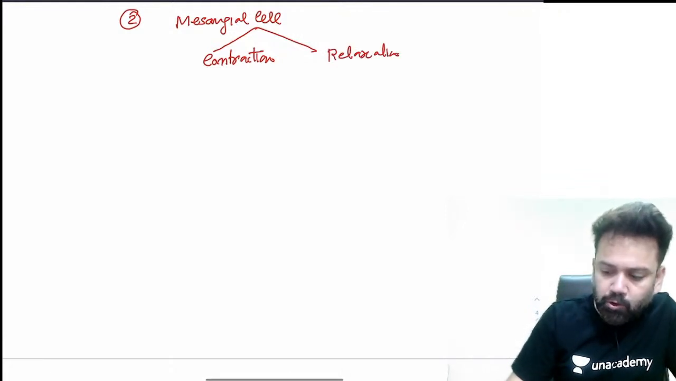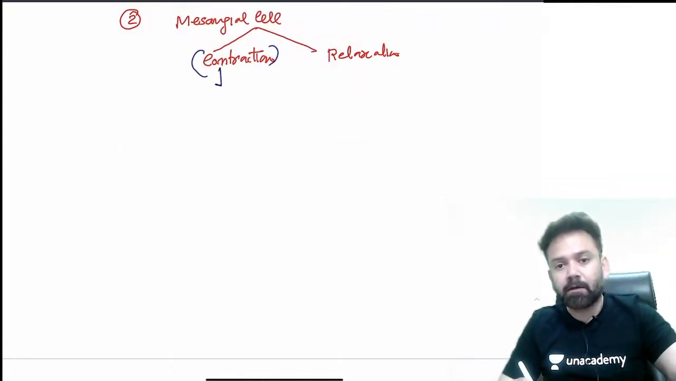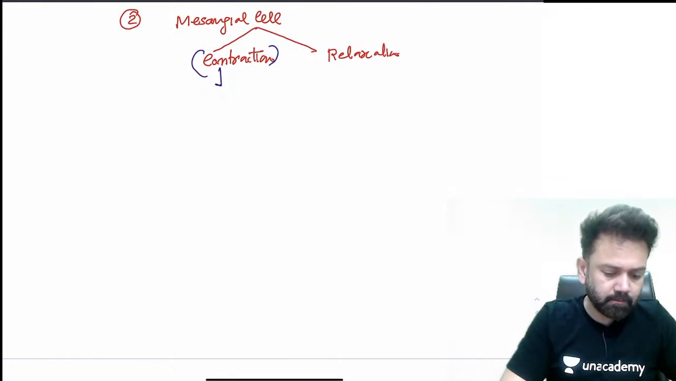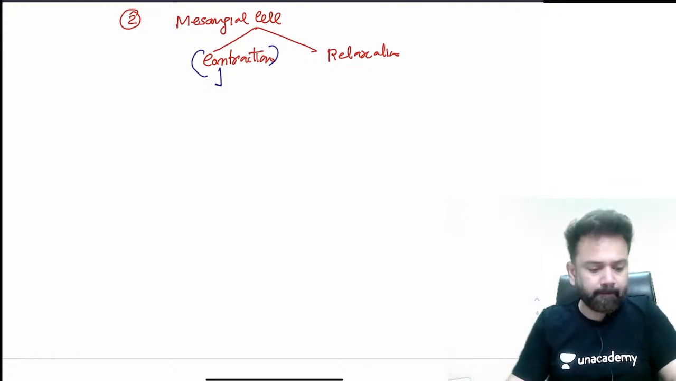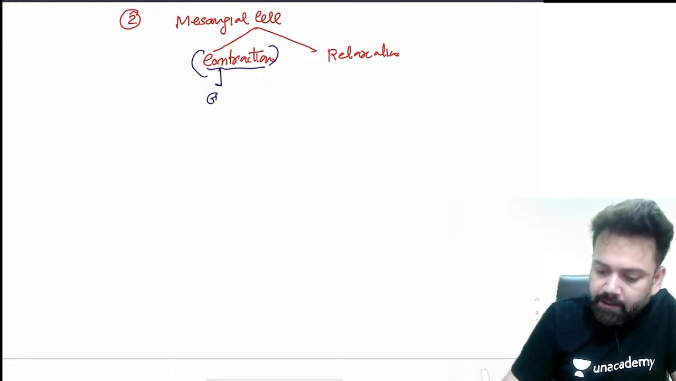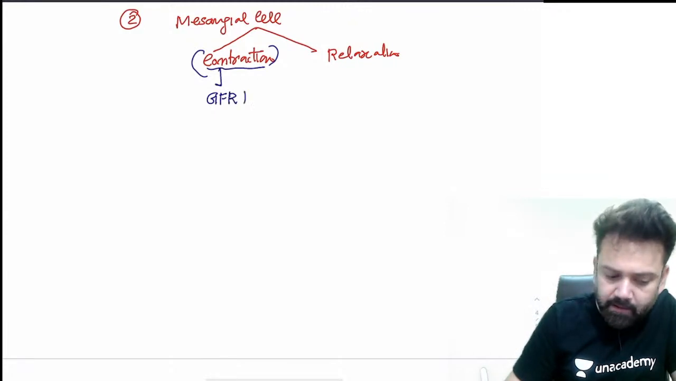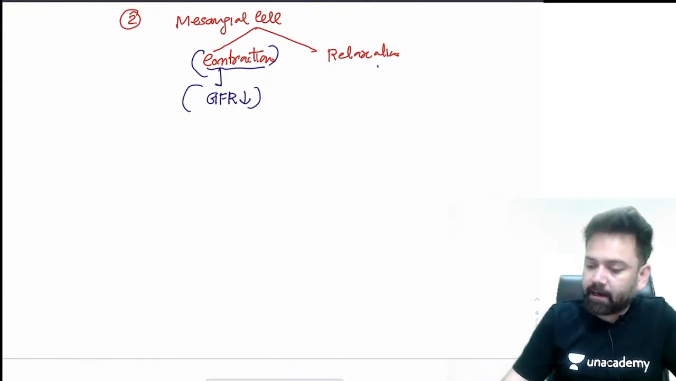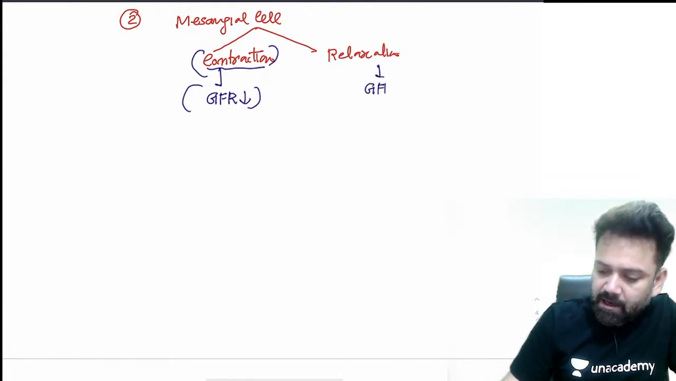So who is going to tell me if mesangial cell contract, GFR is going to be more or less? Just tell me. If mesangial cell contract, GFR will decrease. And if mesangial cell relax, GFR increases. This is also one of the latest MCQs.